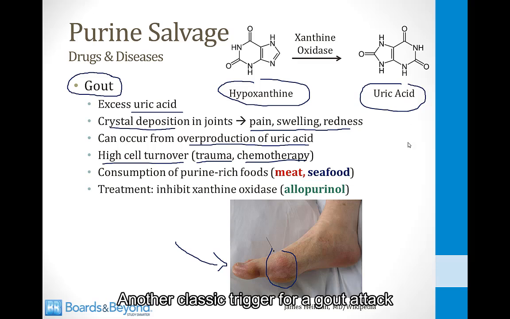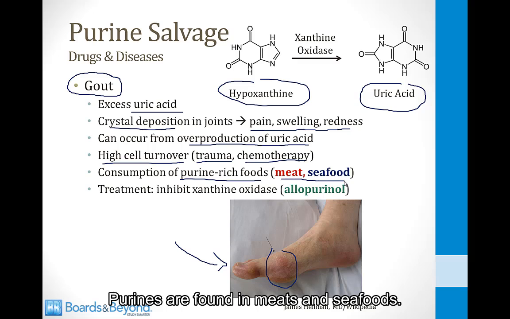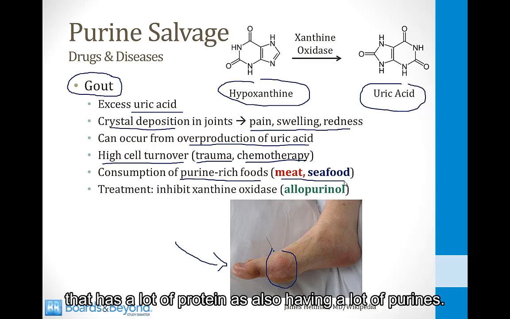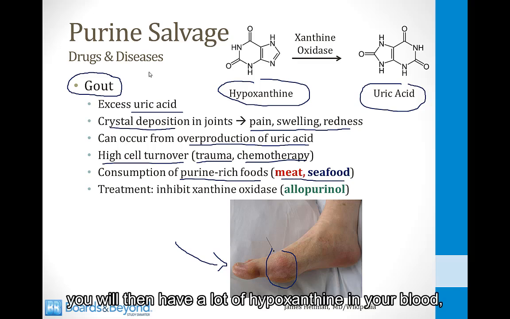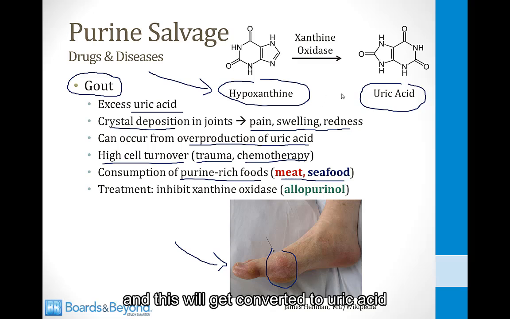Another classic trigger for a gout attack is consumption of purine-rich foods. Purines are found in meats and seafoods. You can basically think of anything that has a lot of protein as also having a lot of purines. So if you eat a lot of meat or seafood, you will then have a lot of hypoxanthine in your blood, and this will get converted to uric acid, and the uric acid can lead to gout.